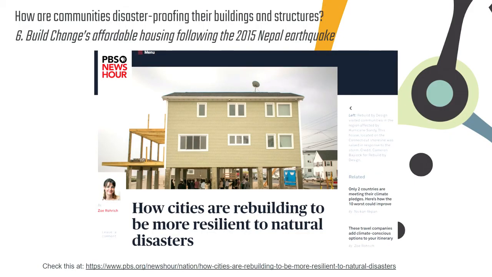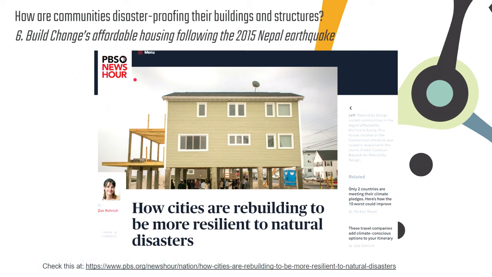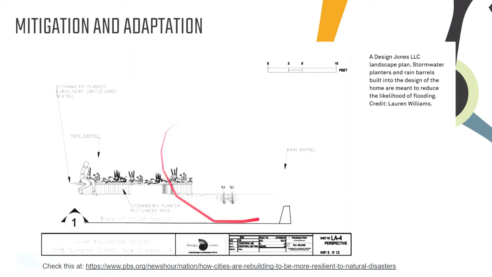Then number 6, Build Change, affordable housing following the 2015 Nepal earthquake. This shows how cities are rebuilding to be more resilient to natural disasters. This is from PBS NewsHour. Very interesting article. I'll provide the link in the description below. This is one of those designs of houses that can withstand disaster. This one is from Design Jones LLC, a landscape plan. It includes collecting stormwater, rain barrels to reduce the likelihood of flooding in the streets, and of course making use of sturdy materials to withstand earthquakes and other disasters.